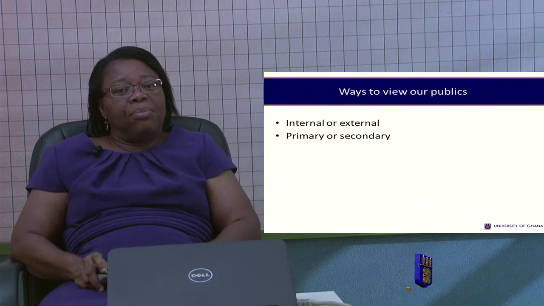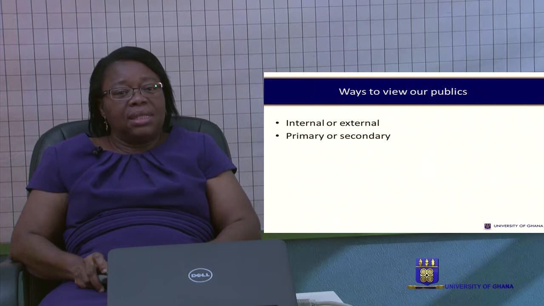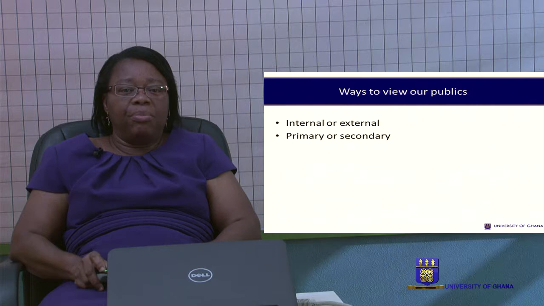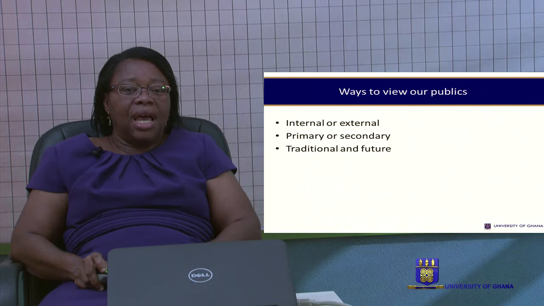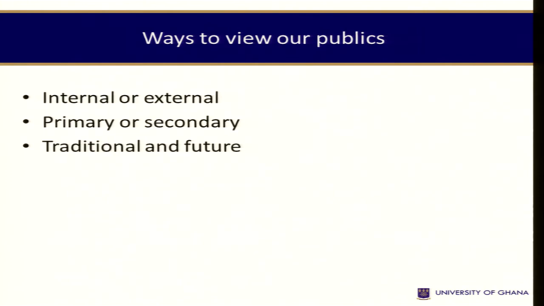Some people describe the publics as primary or secondary. So for you students, you are primary publics. Secondary publics will be, again, our suppliers, such as the banks or the utility companies. They are secondary publics. Some people also look at publics as traditional and future. The traditional publics or the future publics, those that you expect to woo into your system in future. So for instance, all the students from JHS, SSS, we'll call them our future publics.